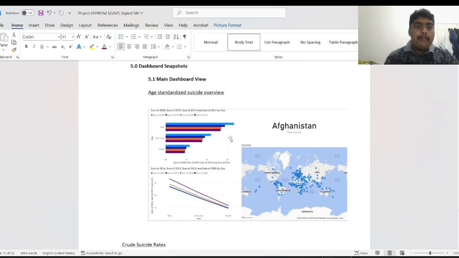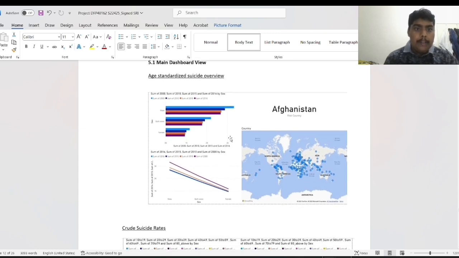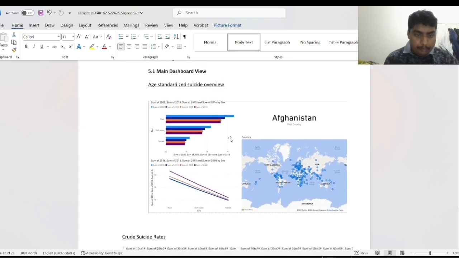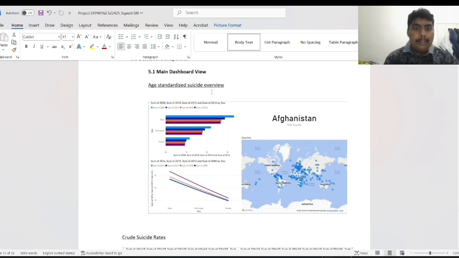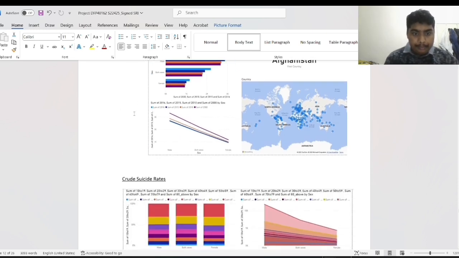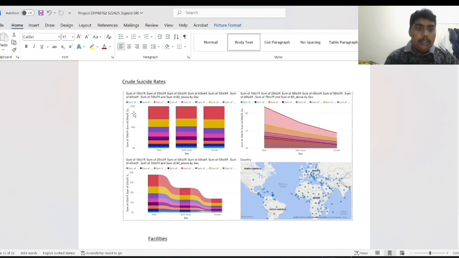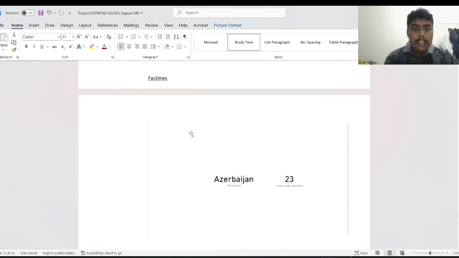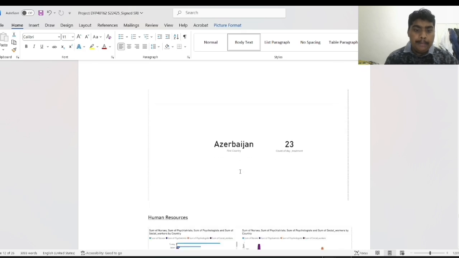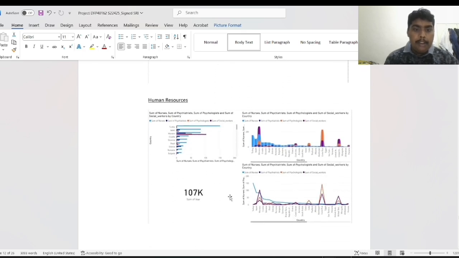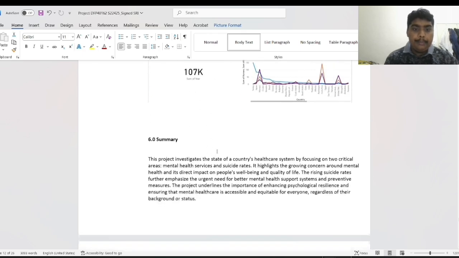5. Dashboard snapshot. Main dashboard view. This is the age standardized suicide overview. This is the crude suicide rates overview here. This is the facilities overview here. And this is the human resources overview here.